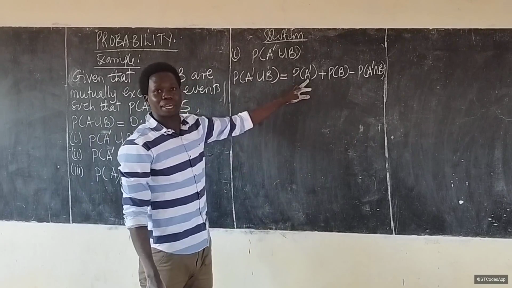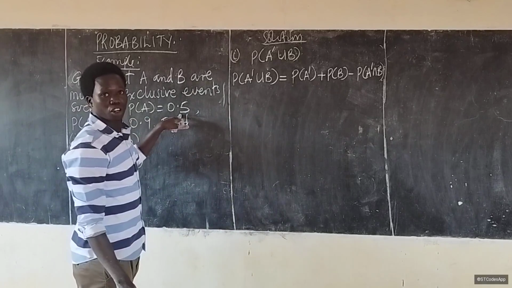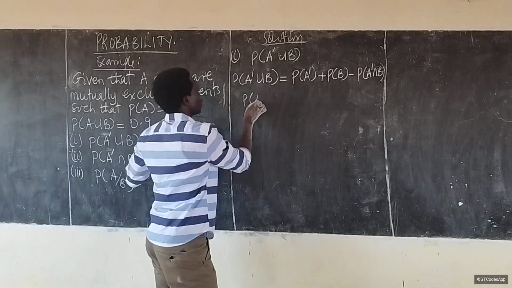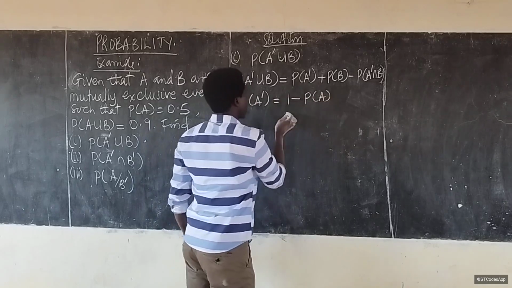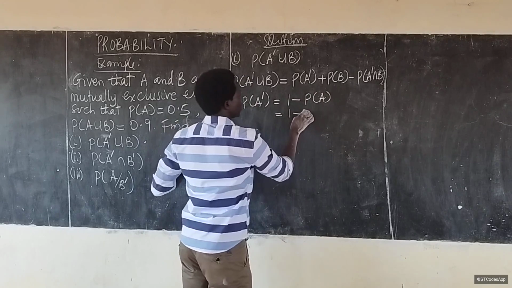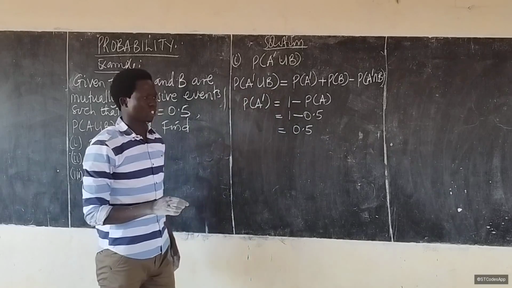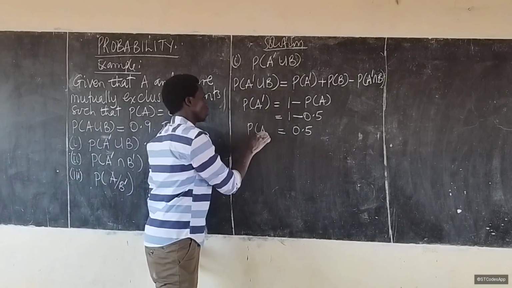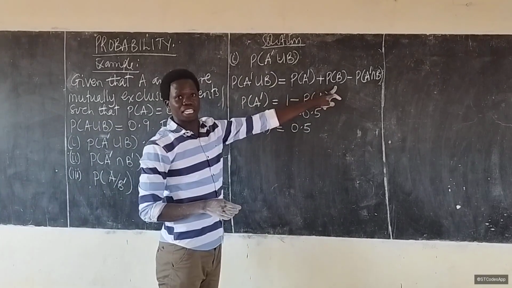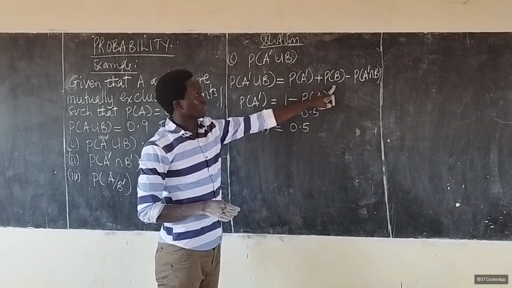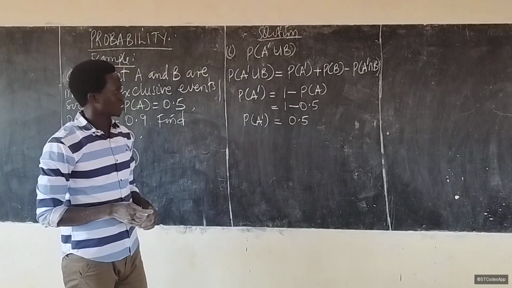But the probability of A complement, we don't know it. It is not actually given, so we can find it. The probability of A complement is equal to 1 minus the probability of A. And this one is 1 minus 0.5, and 1 minus 0.5 is 0.5. So the probability of A complement is actually 0.5. The probability of B has not been given. We have to find it. The probability of A complement intersecting B has not been given. We have also to find it.